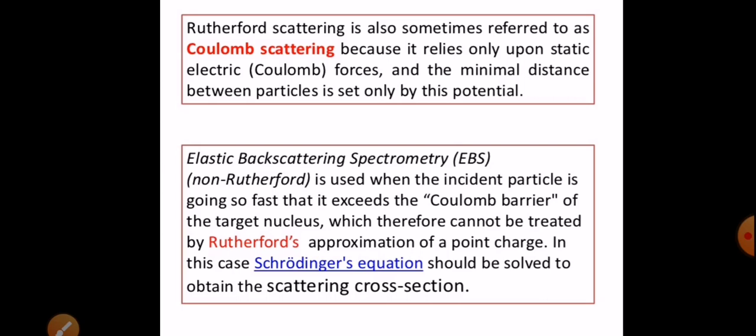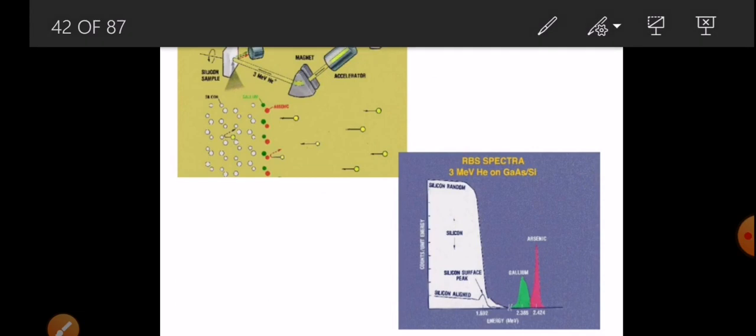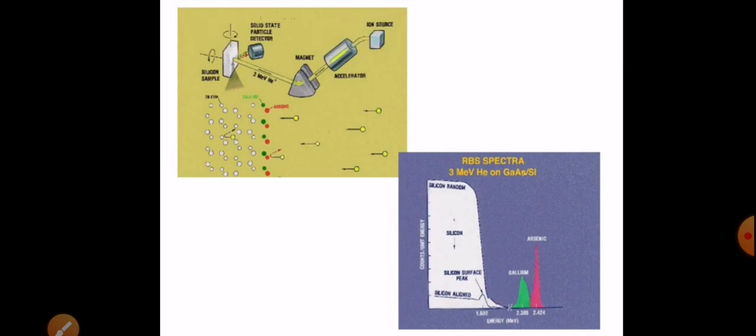Coulomb scattering theory cannot be applied to this case. Rutherford scattering cross-section derivation cannot be applied to this case. So we have to adopt different techniques. You may need to solve the Schrodinger equation to find the cross-section. That is why such a technique is called elastic backscattering reaction. Then this is some RBS spectra and arrangement.